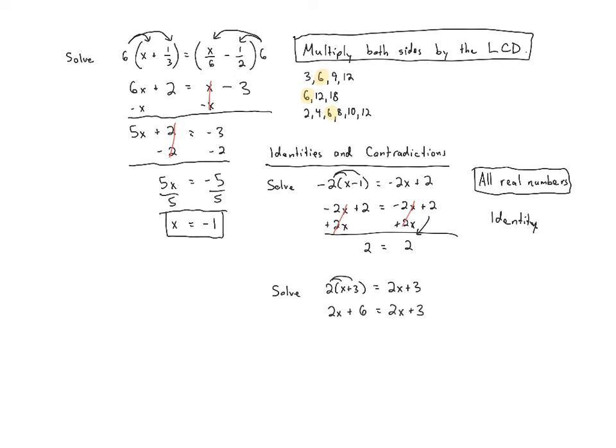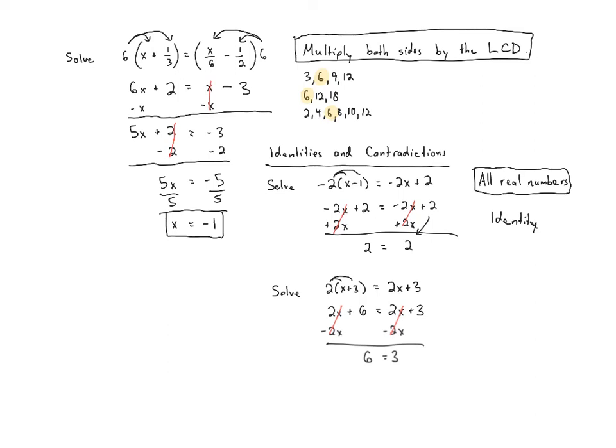Now again, we have variable terms on both sides. We want to eliminate one. So I'm going to subtract 2x from both sides. I'm doing that because it will eliminate the x on the left. However, it also eliminates the x on the right, and it leaves us with 6 equals 3. Does 6 equal 3? No, it doesn't.